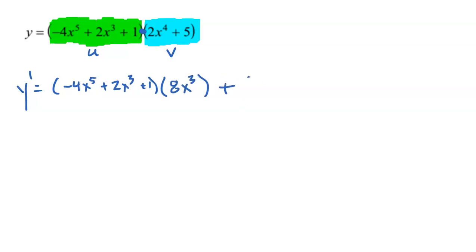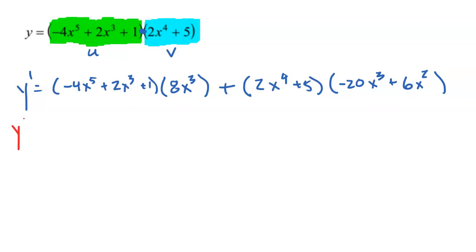Plus, now I'm going to switch it around. I'm going to start off with v, 2x to the 4th plus 5, times the derivative of u, 5 drops down. That's going to be a negative 20x cubed, plus 6x squared, and the derivative of that 1 is a 0, so I don't need to write it. Okay, done with the product rule. Everything I'm about to do now is just good old-fashioned algebra, and this is where so many students make mistakes, so please take your time.